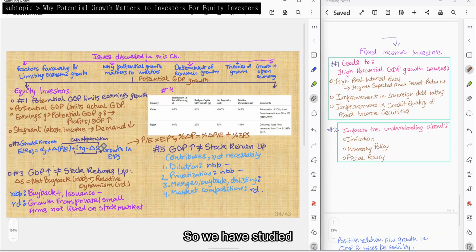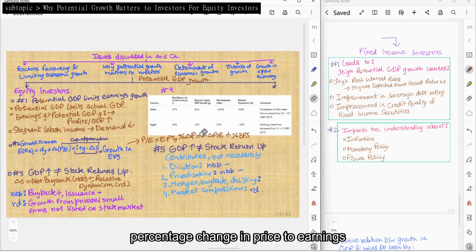We had studied in equity that price equals price to earnings ratio multiplied by EPS. Similarly, mathematically it can be derived that percentage change in price equals percentage change in price to earnings ratio plus percentage change in EPS. Now this growth in EPS number could further be subdivided into inflation plus real per capita GDP growth minus change in shares outstanding.